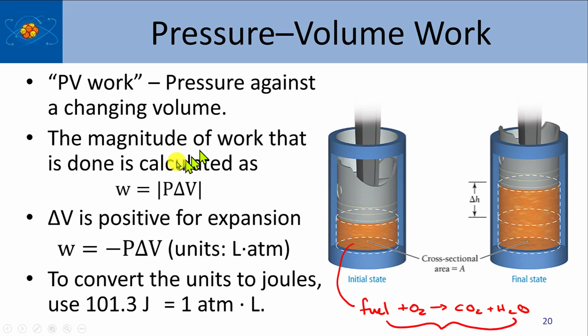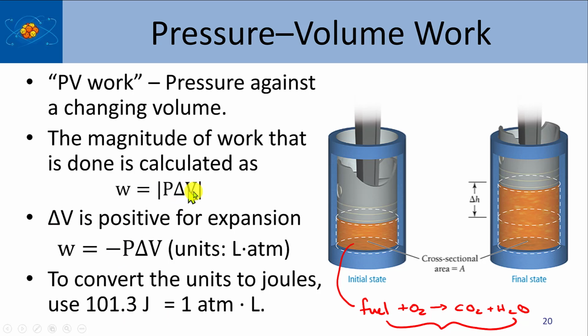Now, we call this PV work. It turns out you can calculate the magnitude of the work done by the piston as work is equal to just P times delta V, and I put the magnitude bars here so that we don't worry about the sign. P delta V can be easily converted into joules using this conversion factor: 1 liter times an atmosphere is 101.3 joules. But here's the problem with this equation the way it is.